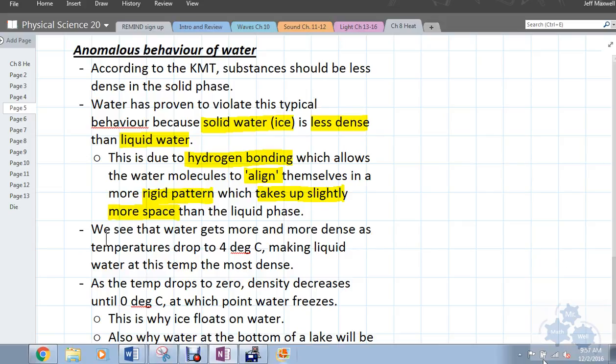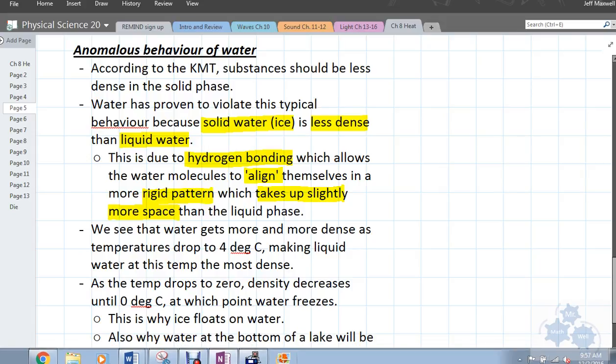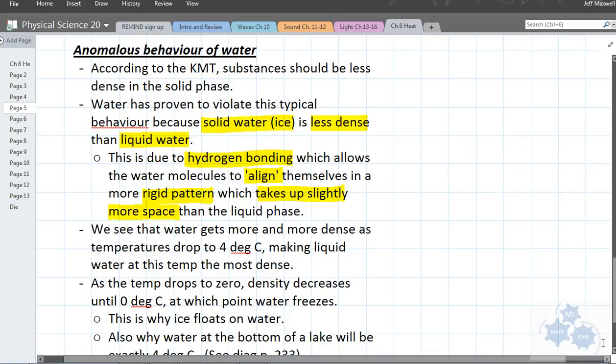The other strange and neat thing about water is that water gets more and more dense as the temperature drops, which makes sense, but at 4 degrees Celsius is when it is at its densest. Okay? So 4 degrees Celsius is where water is most dense. And that is very strange, but it's very important for life on Earth.